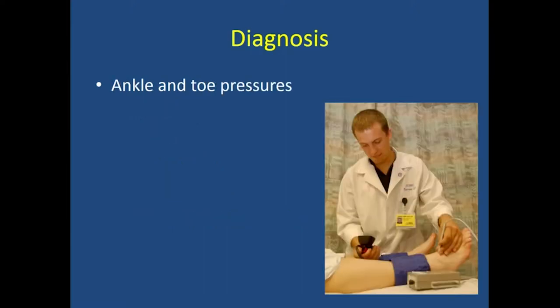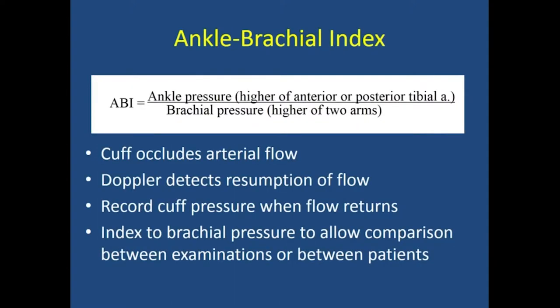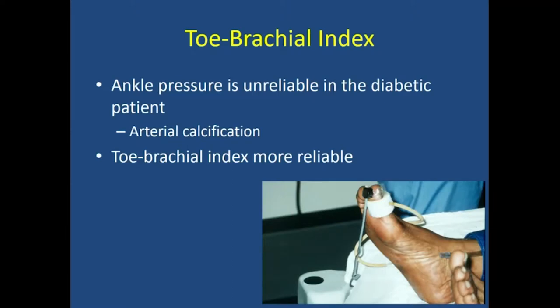So the classic way to determine objectively whether there's arterial disease or not is an ankle-arm index, which just for review is the ratio of the pressure at the ankle versus the pressure at the arm. So you inflate a cuff until there's no arterial flow, you let the cuff deflate, and when you detect flow, that's the systolic blood pressure. Problem with patients with diabetes is their arteries tend to be very calcified, and so the ankle-arm index very commonly is not accurate. So we tend to measure pressure at the toe because the toe arteries are typically less severely calcified in the patient with diabetes.